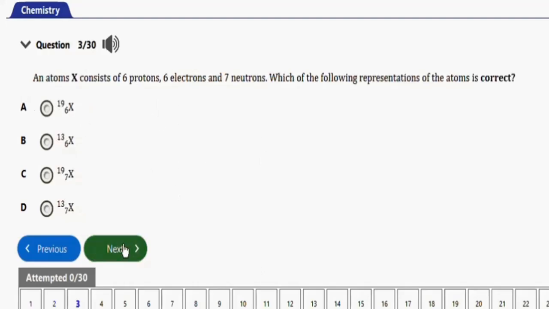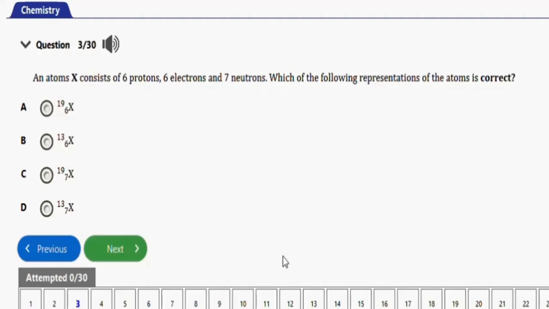The next question says an atom X consists of 6 protons, 6 electrons, and 7 neutrons. Which of the following representations of the atom is correct? The mass number is proton plus neutron. The proton here is 6, the neutron here is 7. So 6 plus 7 gives us 13. So the right option is option B, where the mass number 13 is the upper value and the atomic number, or the proton number, is 6. Option B. That's it for this question.